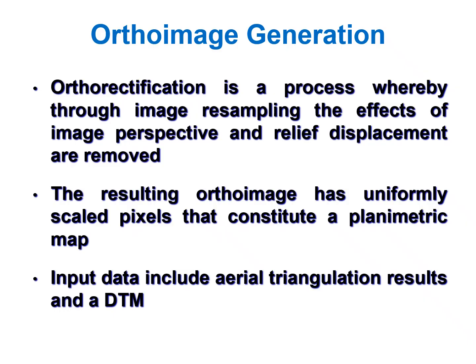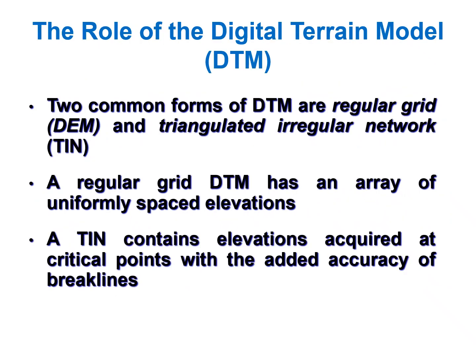Input data include aerial triangulation results and a DTM, or digital terrain model. The role of the digital terrain model. Two common forms of DTM are regular grid, DEM, and triangulated irregular network, TIN. A regular grid DTM has an array of uniformly spaced elevations. A TIN contains elevations acquired at critical points with the added accuracy of break lines.